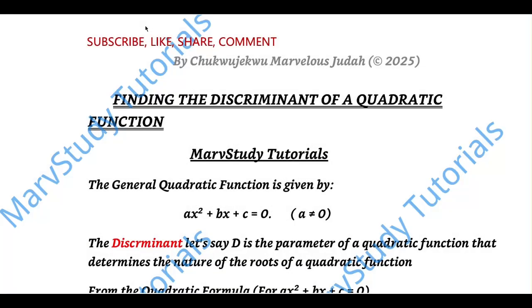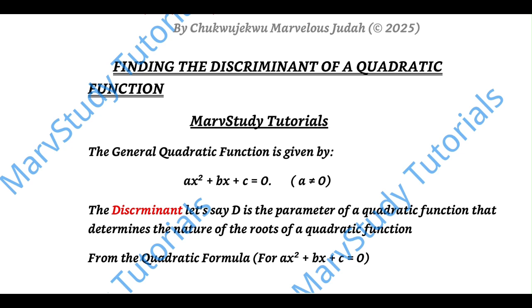Today we are looking at finding the discriminant of a quadratic function. How to find the discriminant of a quadratic function. All I want to remind you is the general quadratic form. That's the general quadratic form of the quadratic function, which is given by ax squared plus bx plus c equal to 0. And evaluating the discriminant of the quadratic function is quite easy.